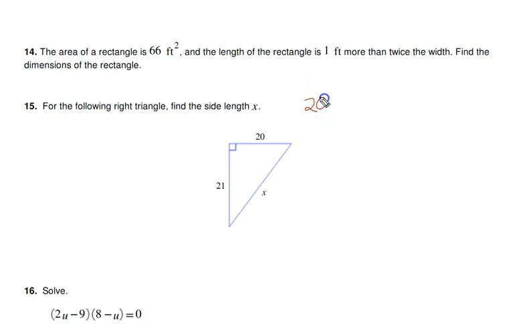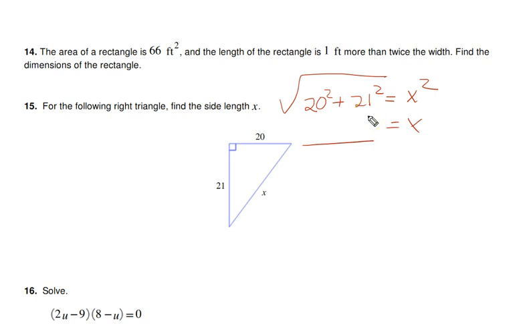So this will be 20 squared plus 21 squared will equal x squared. So I'm going to square this and square this, add it together, and take the square root of that, which is what x will be. So I'll let you watch me do it.